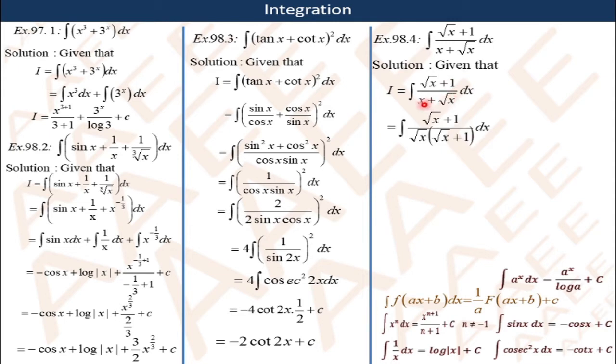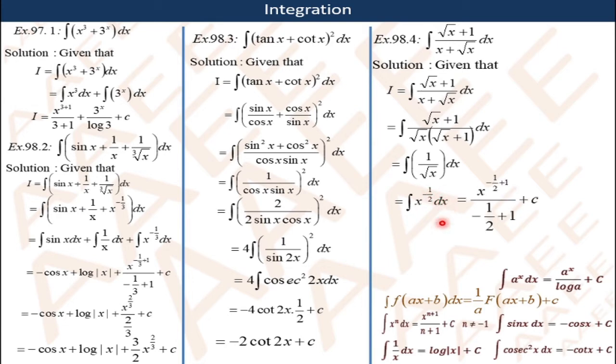So let us proceed in this manner. Here x can be written as under root of x into under root of x. So under root of x outside, and 1 and under root of x inside, which gives under root of x outside times (under root of x + 1). If you observe, (under root of x + 1) in the numerator and denominator is common and will get cancelled, and you will get the integration of 1 upon under root of x dx. To integrate it, by the law of indices this can be written as the integration of x raised to minus 1 by 2 dx.